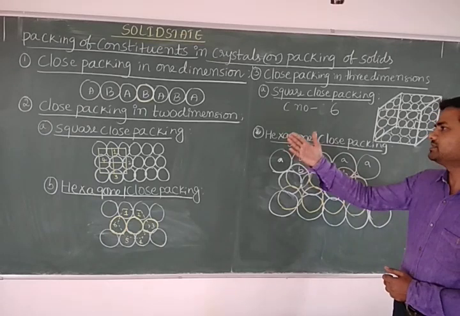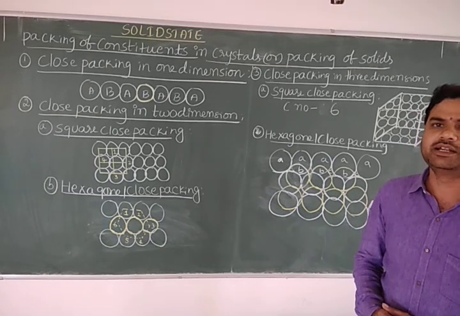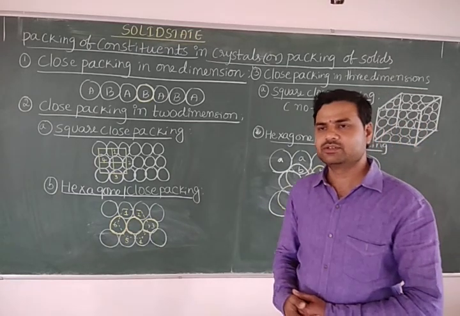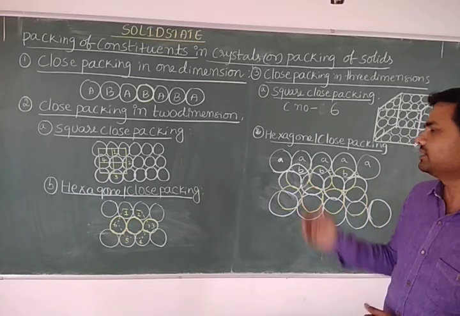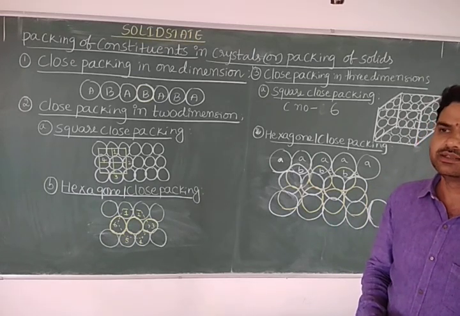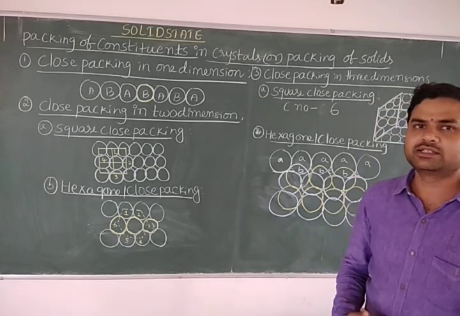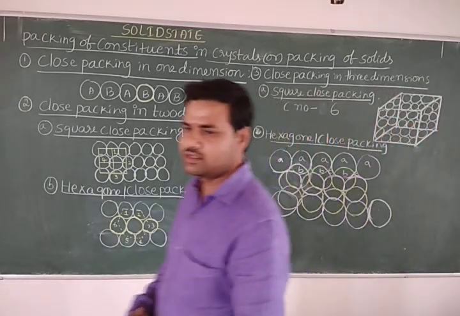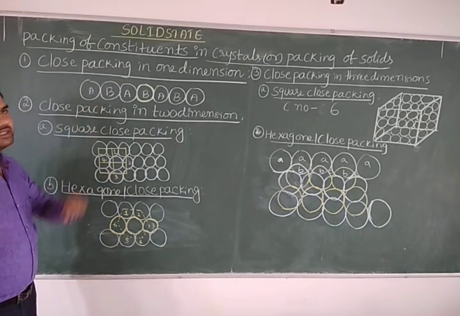The 2D dimension can be understood clearly on the board, but the 3D dimension is somewhat difficult. To understand it we actually require 3D pictures, so it is impossible to show on the board, but I will try my level best to explain this concept. So listen now. First we are discussing close packing in one dimension.